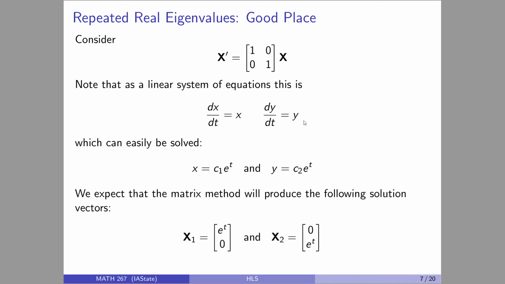So that means the matrix method should produce the following solution. x1 should be e to the t, 0, and x2 should be 0, e to the t. So here, note, I converted my matrix equation over to the actual system, and then I solved it using my known methods, and then reading off this, I was able to rewrite the vector solution. So note, I started with vectors, and I worked my way back to vector answers. Okay. So let's see if that actually happens.